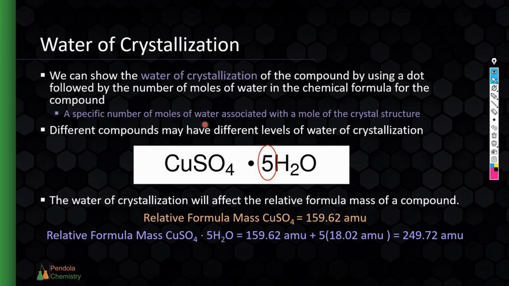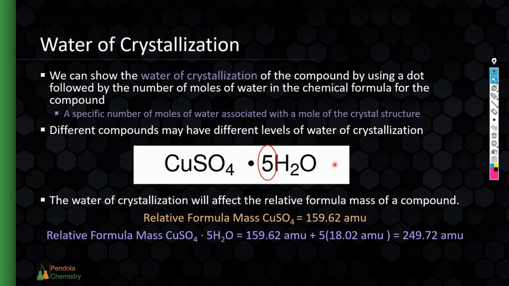Now, different compounds may have a different level of water of crystallization. Copper 2 sulfate, as we see here, has a water of crystallization of 5, but the cobalt 2 chloride that we saw earlier on in the other slide has a water of crystallization of 2: 2 moles of water for every 1 mole of the cobalt 2 chloride. But with copper 2 sulfate, it's 5 moles of water. There's no actual way of figuring out what this number is other than experimentally. It's actually the topic of one of our practicals.